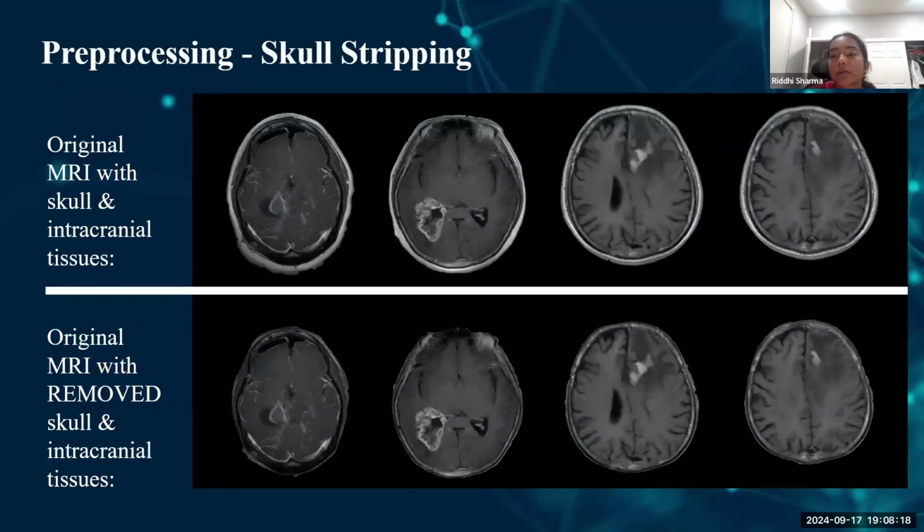So as you can see, these are some results from the skull stripping. The top layer shows the original raw data with the skull. As you can see, it's of bright intensity, and the model might get confused since the tumor is also of that same bright gray intensity. But now that we removed it, more of the model's focus is going to go towards the tumor.